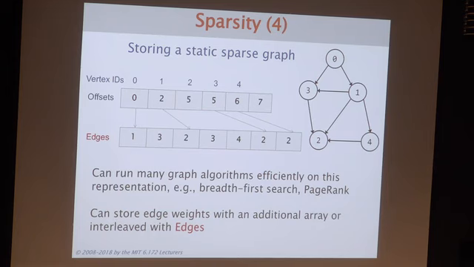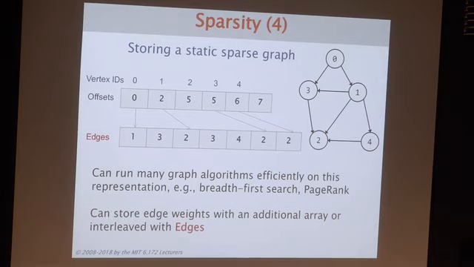You can also store weights on the edges. And one way to do that is to just create an additional array called weights, whose length is equal to the number of edges in the graph, and then you just store the weights in that array. And this is analogous to the values array in the CSR representation.